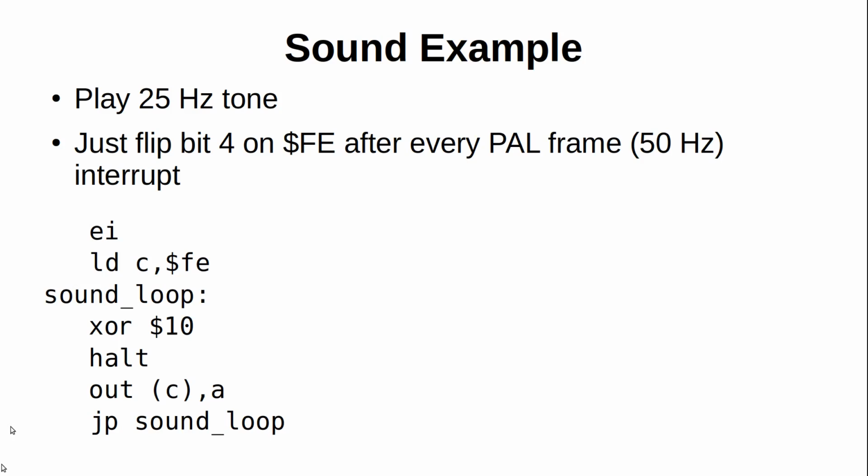Then we output the new A to the ULA, which will flip that bit for the next frame, which will be another half cycle of our waveform. Then we jump back to the top of the loop to flip the bit again and wait for the next interrupt. This is as simple as playing a sound can get on the original Speccy, and the results are less than impressive. In a later lesson, we'll look into how to make more sophisticated sound with this extremely simple device.